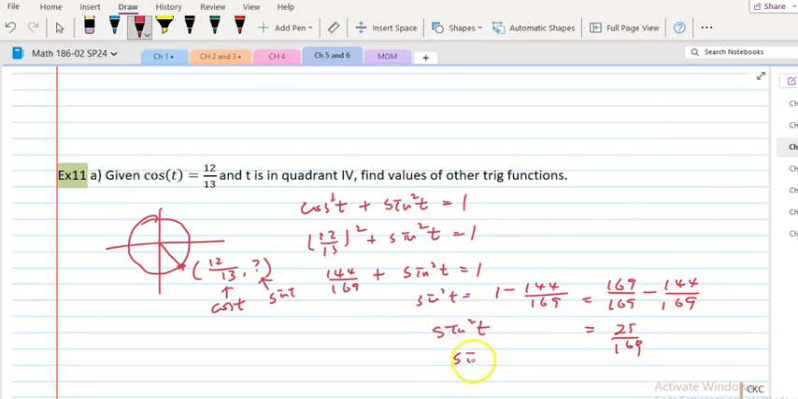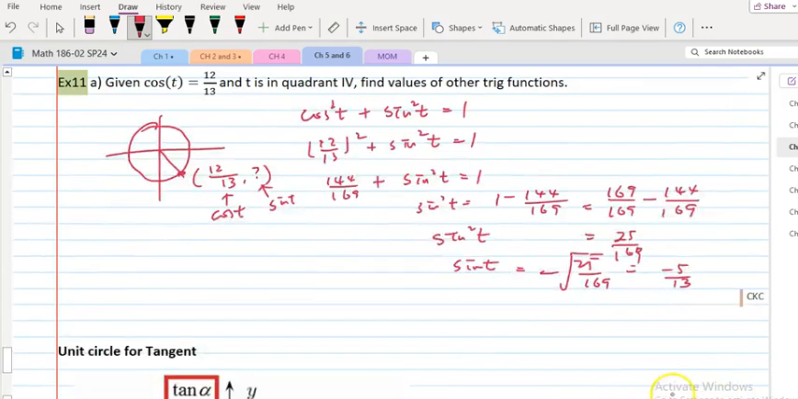So what is sine t then? I just take the square root, and do I have to do plus or minus? Well, in quadrant 4, sine is negative, so it's negative 5 over 13. You can also take the square root of 25 and the square root of 169 individually.